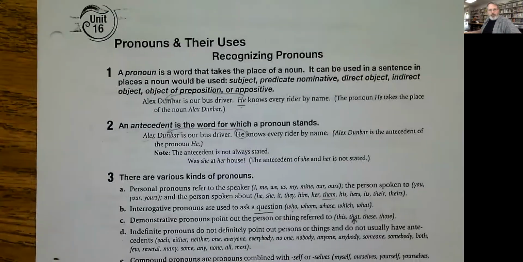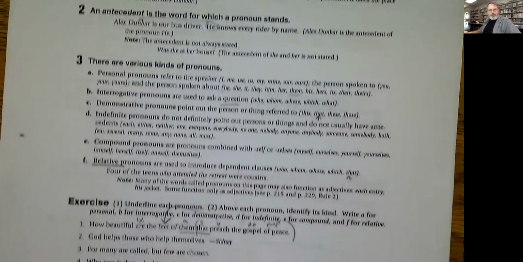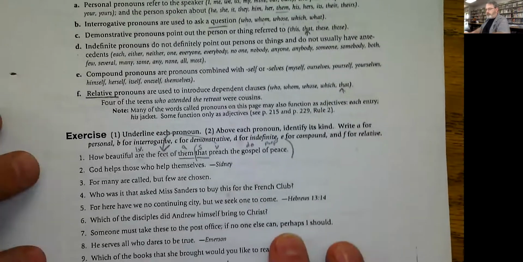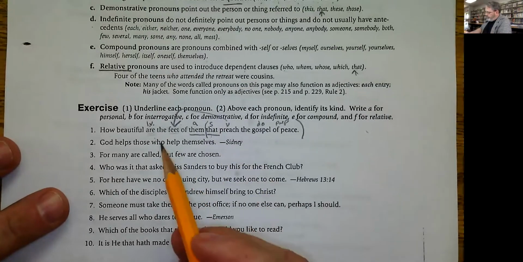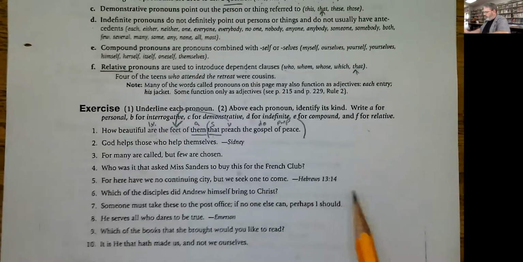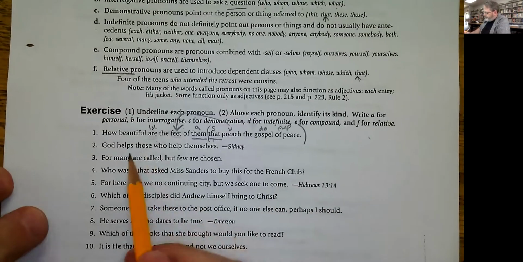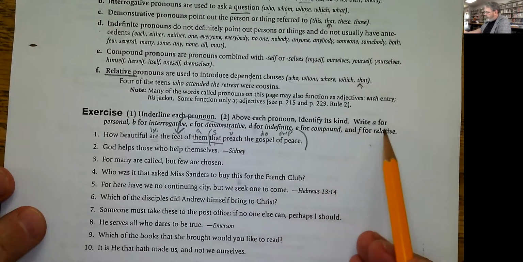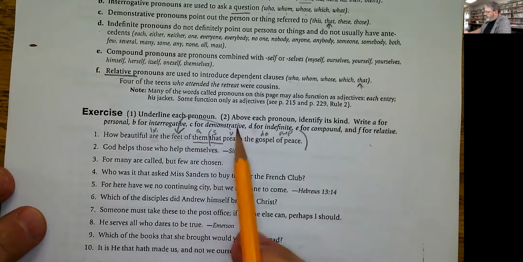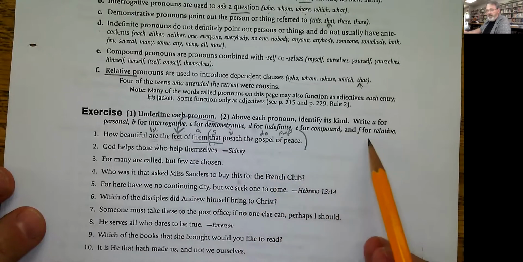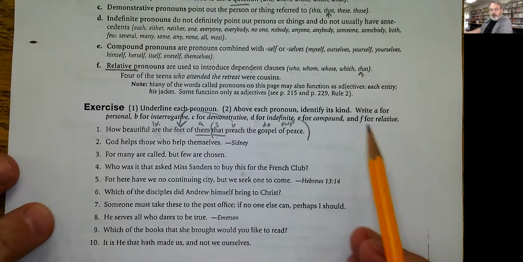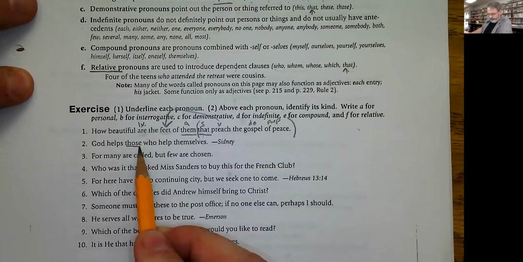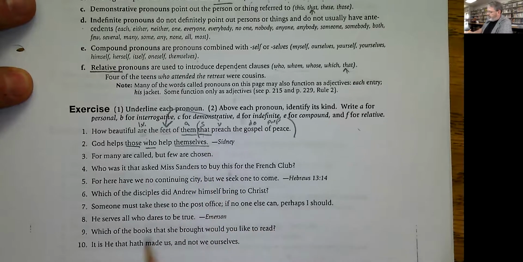All right, we've already gone through everything and we've done the first one. So let's move on and do the second one. We're supposed to underline each pronoun and above each pronoun identify its kind: A for personal, B for interrogative, C for demonstrative, D for indefinite, E for compound, and F for relative. Let's first underline the pronouns that we see. Well, we've got those, who, and themselves.